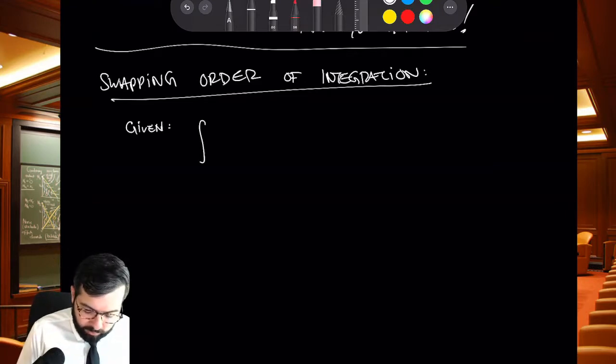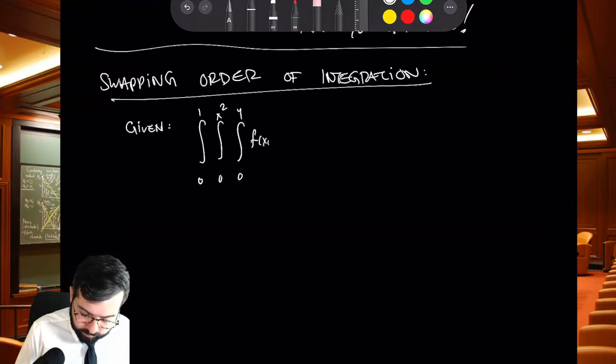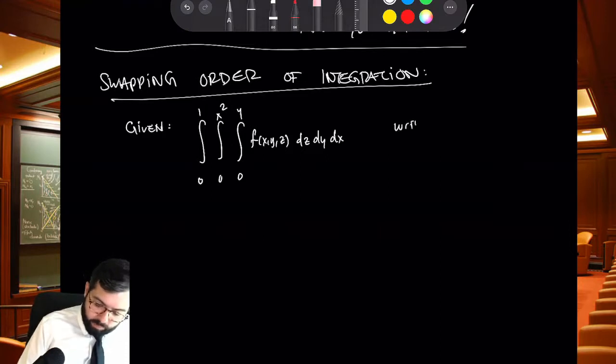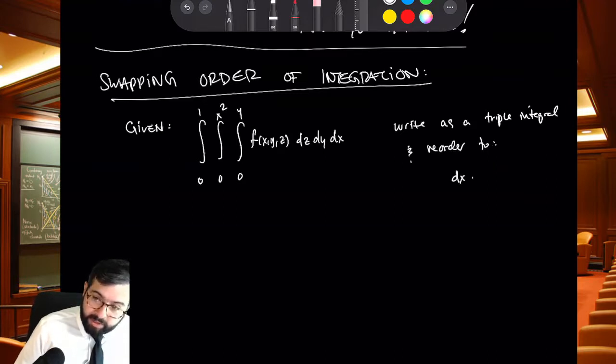So given this integral, 0 to 1, 0 to x squared, and from 0 to y, some function dz, dy, dx. We want to write it as a triple integral and reorder to dx, dz, dy.